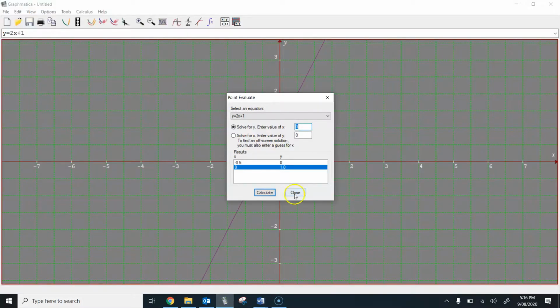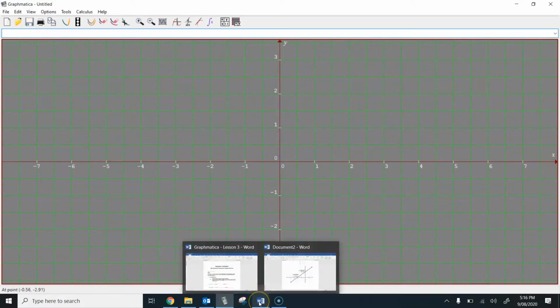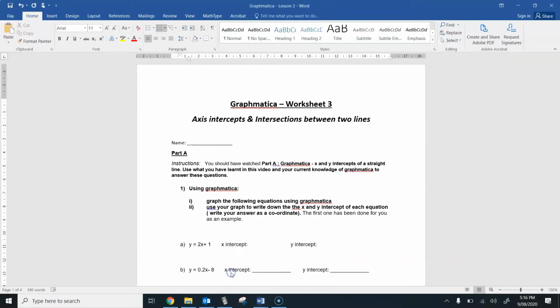So I'm just going to delete this graph, so right click, delete graph. All right, so I'm going to use the worksheet that you have. You're going to do part A of this worksheet once you've finished watching this video. So part A, you'll be using Graphmatica to graph the following equations below and write down the x and y intercept of each equation, writing them as a coordinate. So I'm going to do part A for you.